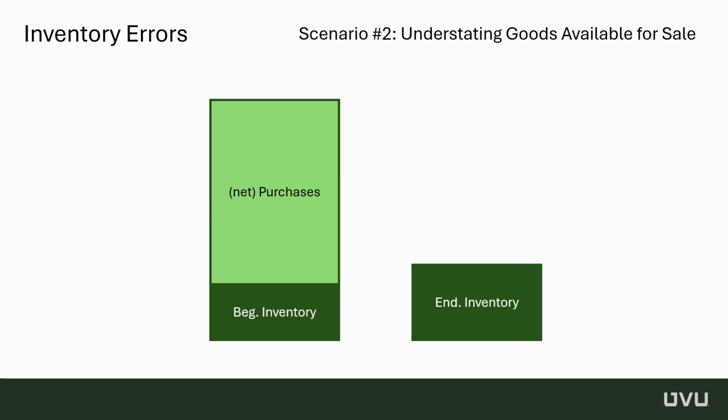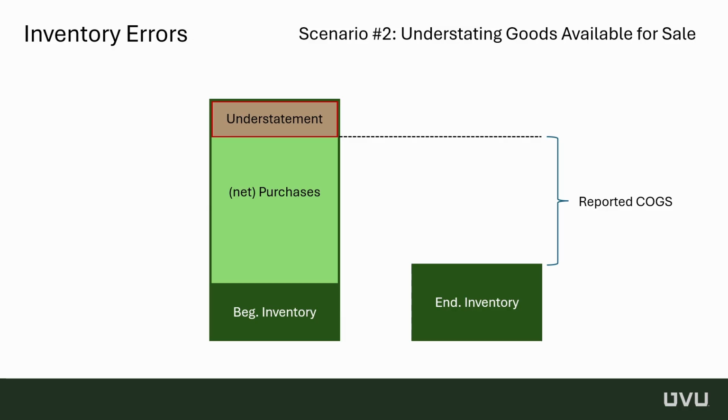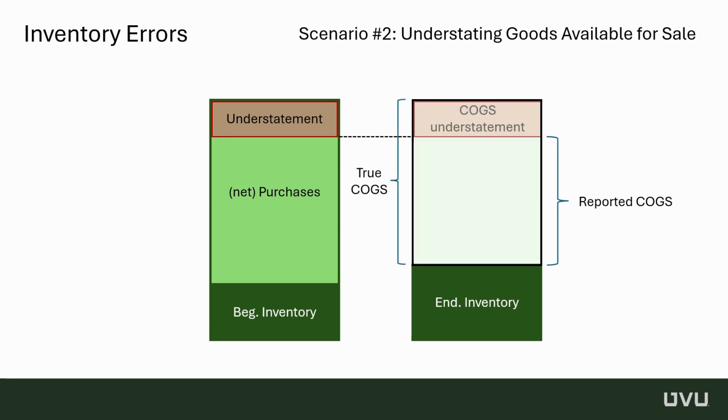A similar pattern emerges in scenario 2, where now goods available for sale are understated. This time, I'll represent that understatement as a red bar that's kind of eating into our net purchases, decreasing the total height of that bar, let's say. As a result, our cost of goods sold that's reported on the income statement is going to be less than the true cost of goods sold. Thus, to the extent that we understate goods available for sale, we'll be understating cost of goods sold. One takeaway that you should be recognizing at this point is that errors in goods available for sale are directly related to errors in cost of goods sold for the same period.